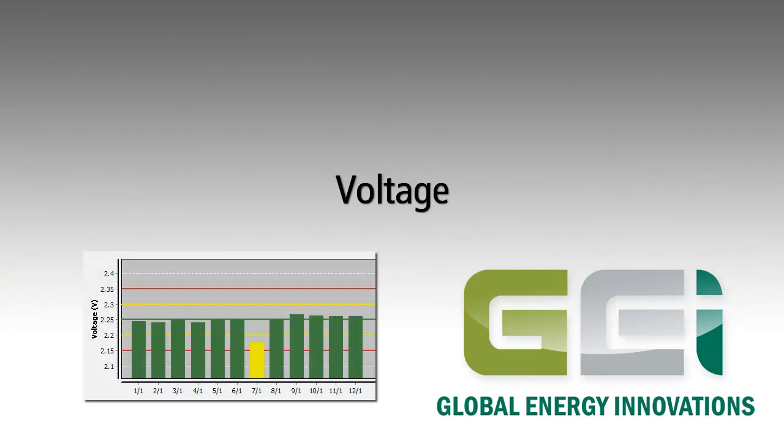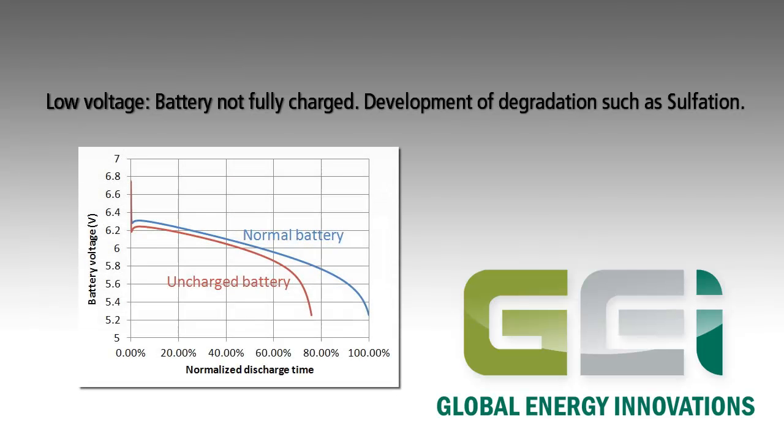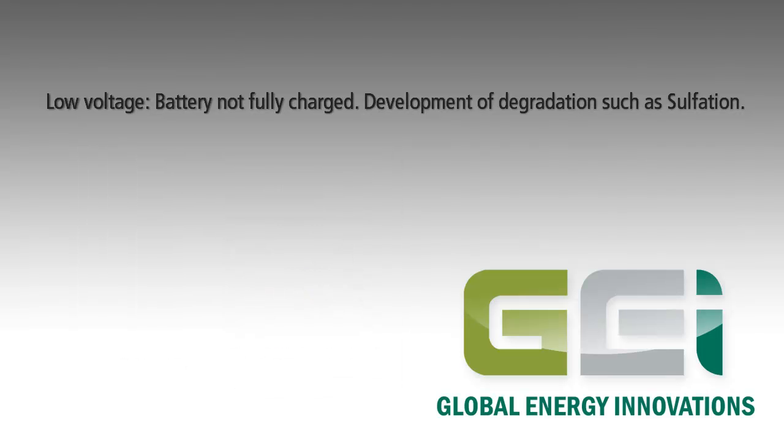Voltage is the basic reading to assess the condition of a battery. If the voltage is too low, it most likely means that the battery is not fully charged. This is a precarious situation since an insufficiently charged battery will fail to deliver the expected capacity, and failures corresponding to an uncharged state, such as sulfation for lead-acid batteries, are more likely to develop.